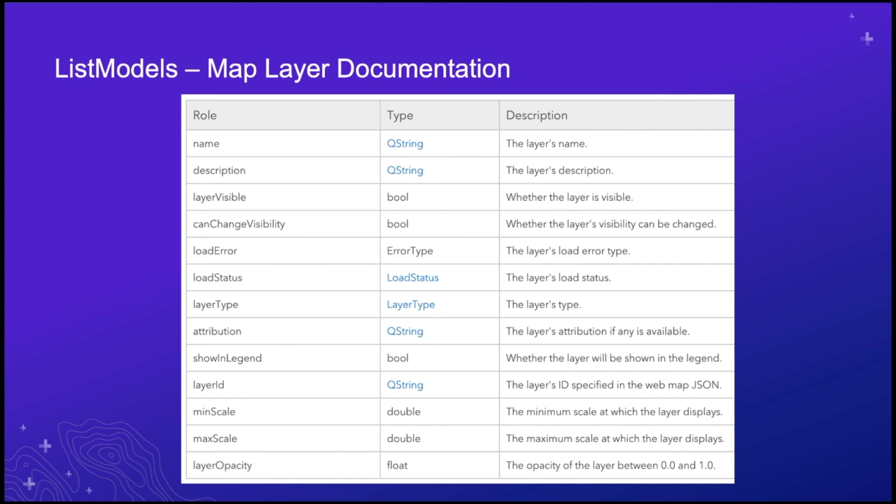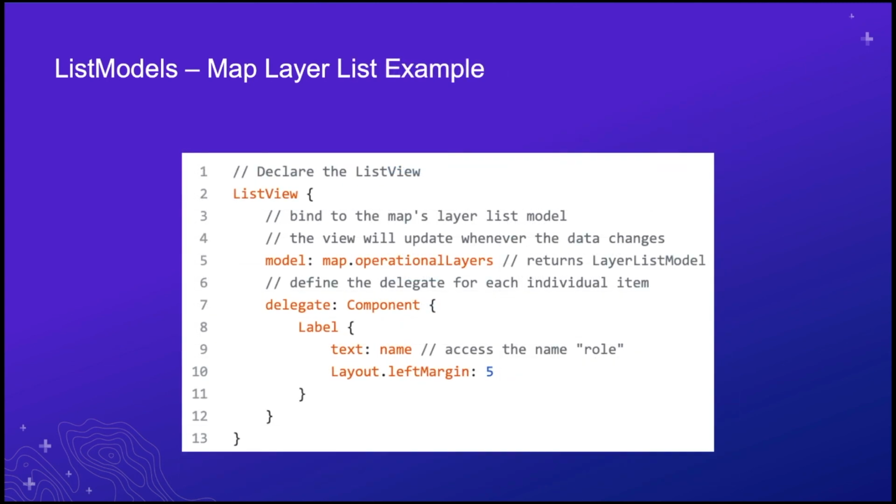Finally, you'll see all the different roles that are exposed by this list model. So in this case, we could have the delegate access the name, description, visibility, and so on. So let's look at this in code.